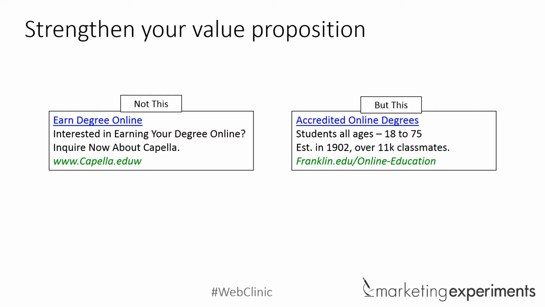Last, over 11,000 classmates. That's another great piece of value proposition. You're going to be in a community of learners. You're going to be part of something that's been around a long time and something that's generated for you and your audience. So Franklin.edu is the way to go, adding more appeal, adding more exclusivity into the thing.